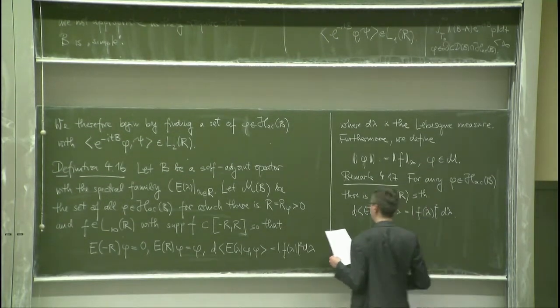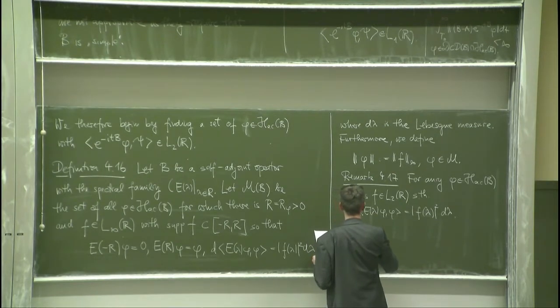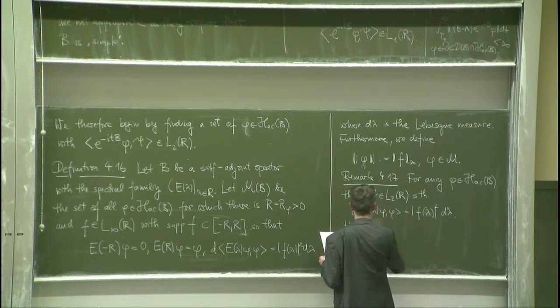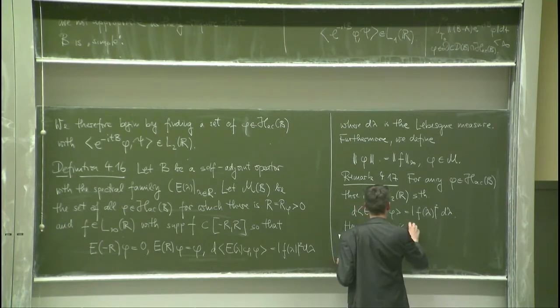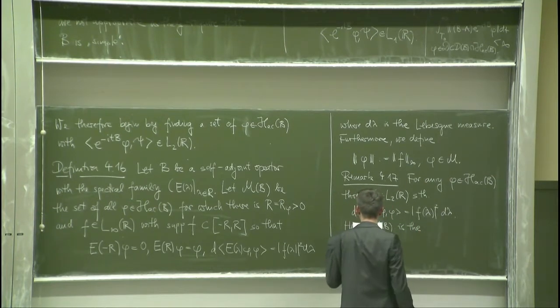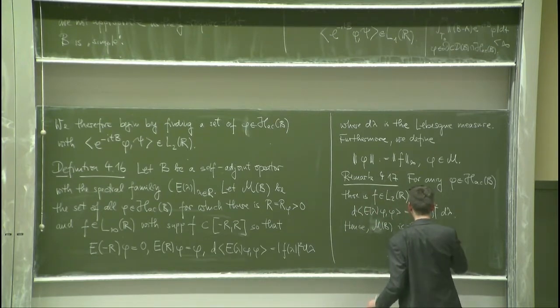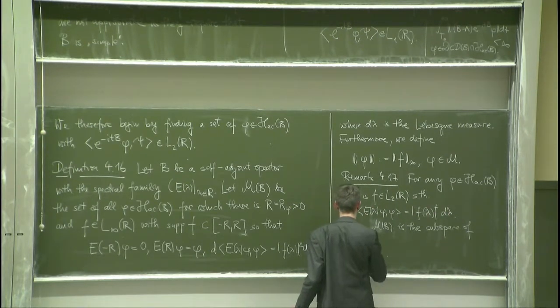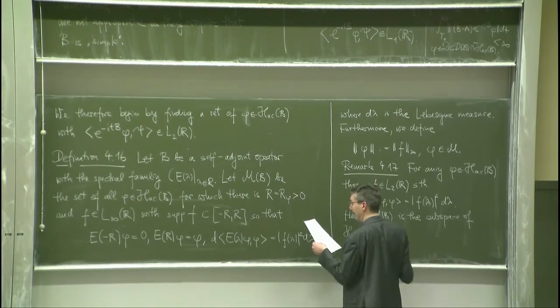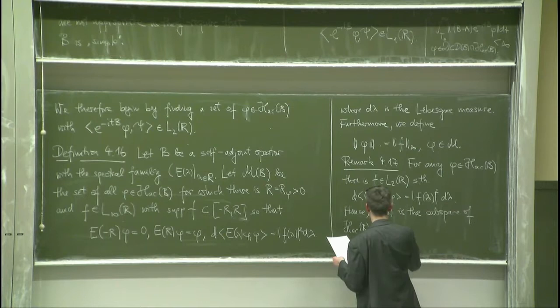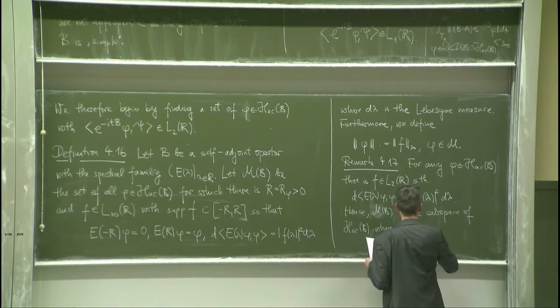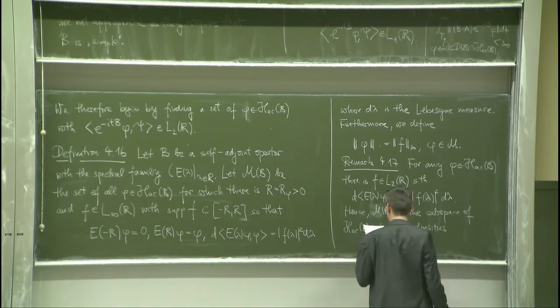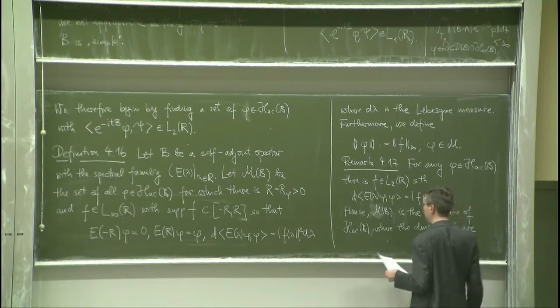Hence we conclude that M(B) is the subspace of H_AC(B) where the densities f are bounded and compactly supported.